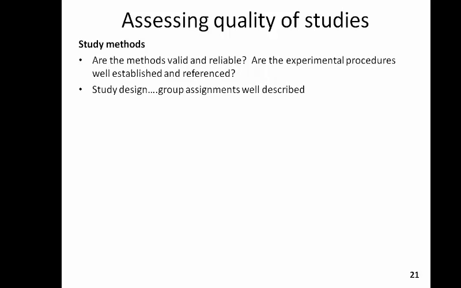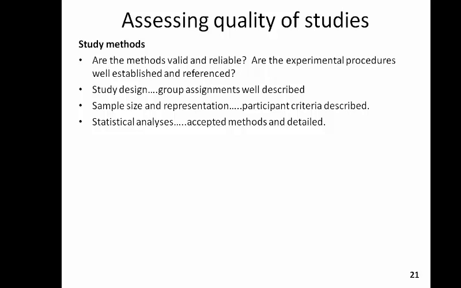Are the group assignments, if the research participants are divided between different groups, very clearly articulated in those original studies? Does the sample size represent the population in question? The original studies should detail the criteria used to enroll those participants in the study, and are the statistical analyses well described and accepted methods?